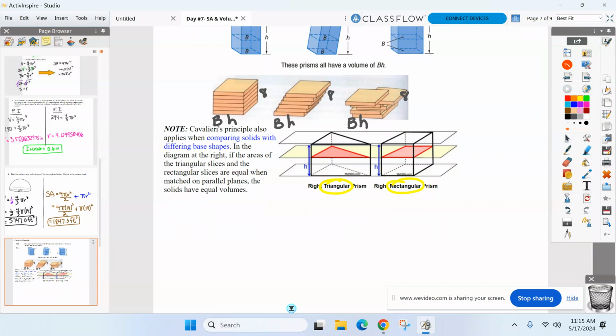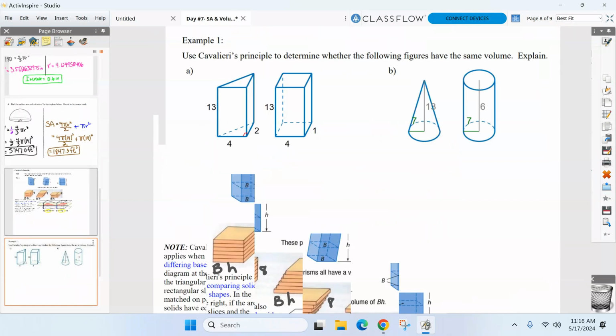So we don't go by looks. We go by, do they have the same base area, and do they have the same height? Makes sense. Without even finding the volume, by the way. I don't even need to find the volume to compare that. I just need to know what the base area is and the heights are. So take a look at these two figures I got coming up here.